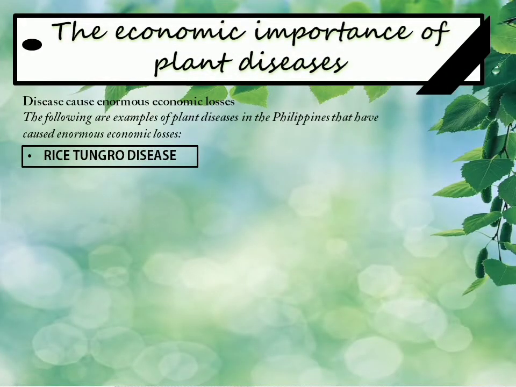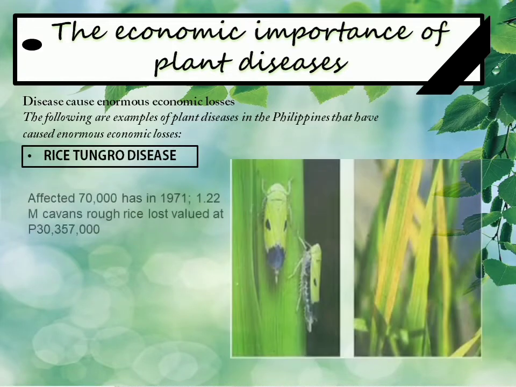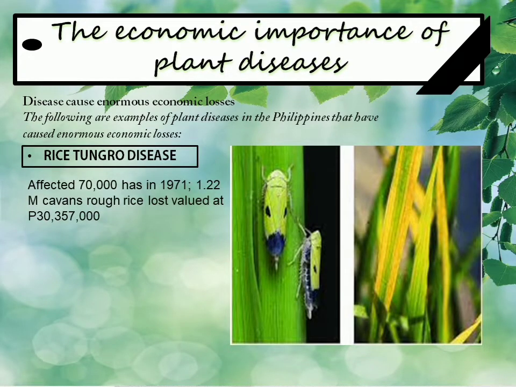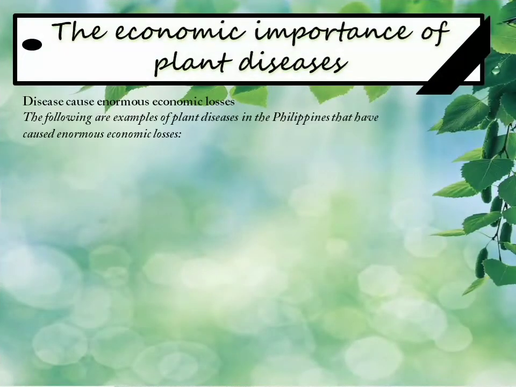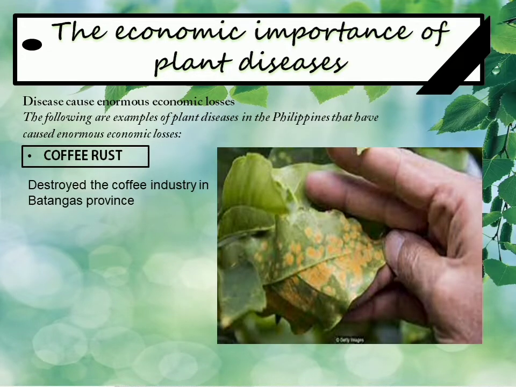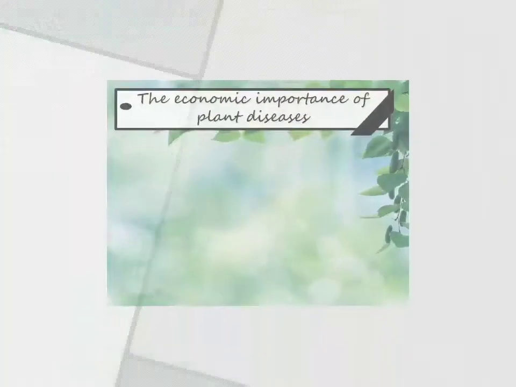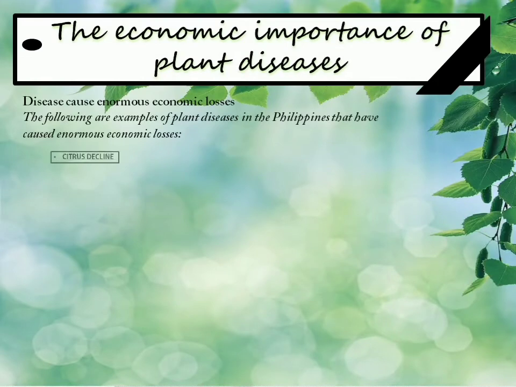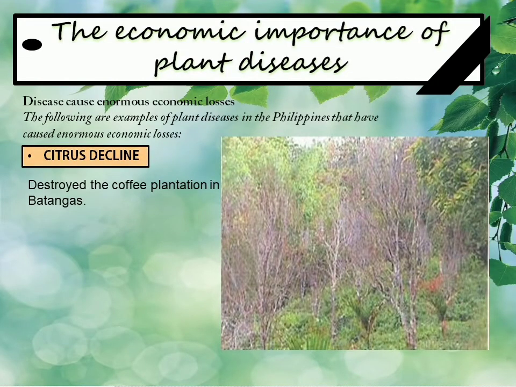Rice tongue rot disease affected 70,000 hectares in 1971. 1.22 million cavans of rough rice were lost, valued at 30,357,000. Coffee rust destroyed the coffee industry in Batangas province. Citrus decline destroyed the citrus plantation in Batangas.